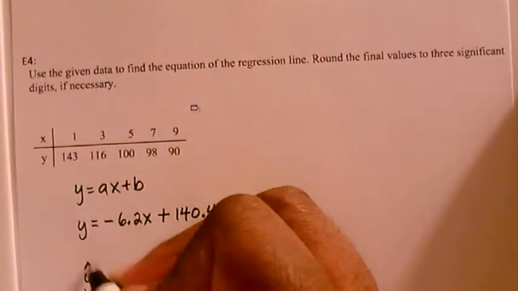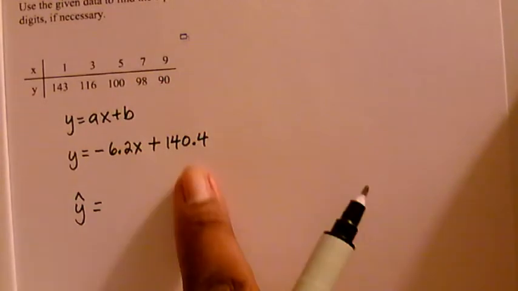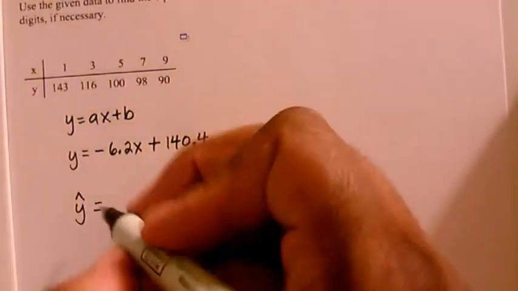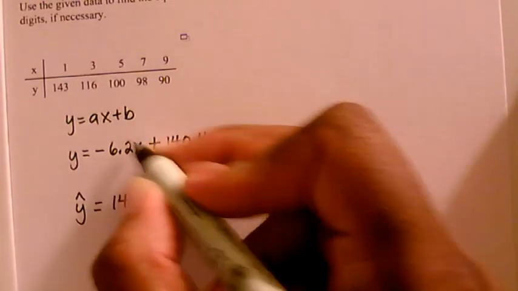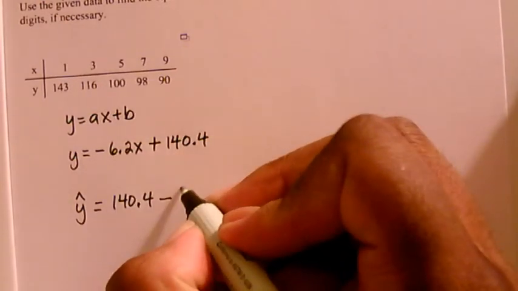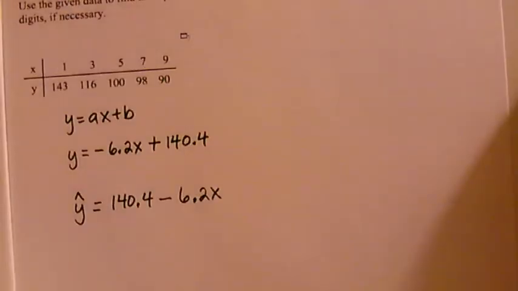Okay. Now, if we're going to write it in the form for our linear regression equation with y hat, the y-intercept goes in front. So this will be 140.4, and then this negative 6.2x goes last. So it'll be minus 6.2x. Okay, so that's the equation of the regression line from this set of data.